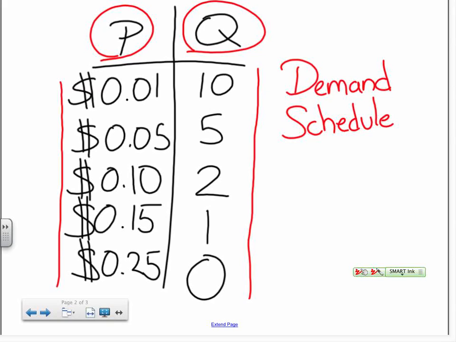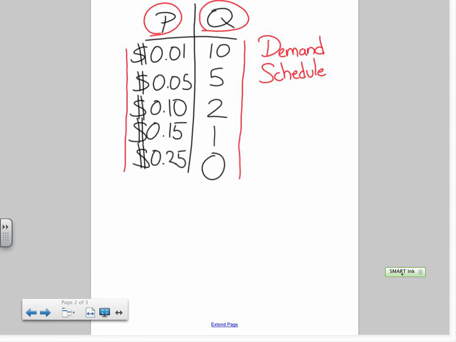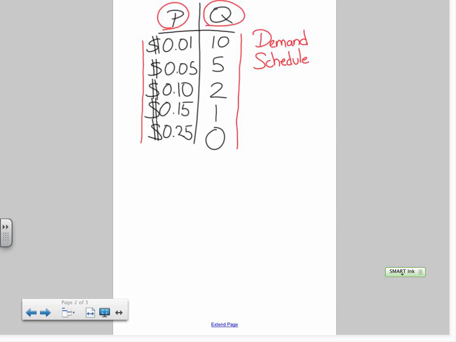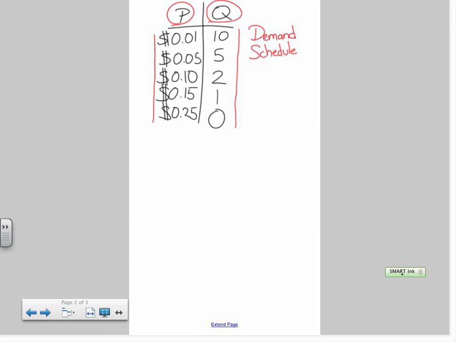Demanded is going down, that is a demand schedule. Economists use these demand schedules once in a while, but what economists really, really love is a demand curve or a graph. All right, so we have this information here, and now we are going to change that information into a graph.